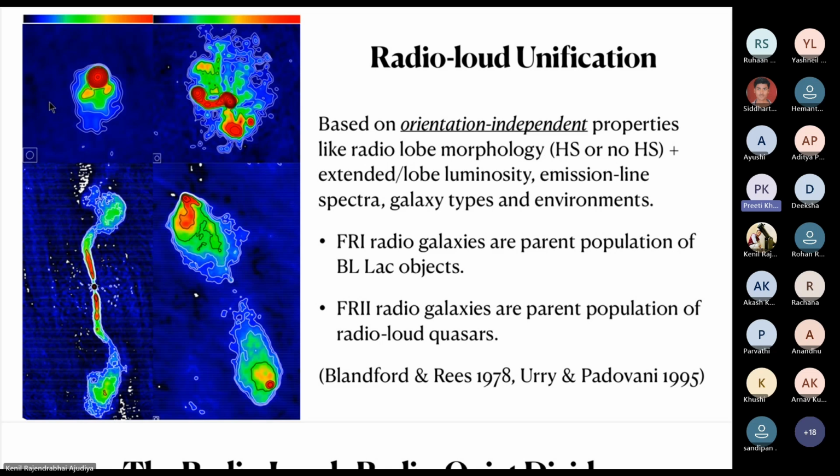For example, you may look at the total luminosity of the sources, what the optical spectra are like, what kind of galaxy they are living in, and what kind of galaxy environment they have. Based on all these, it is believed that when FR1 galaxies are pointed at small angles to the line of sight, you obtain a BL Lac object, and similarly an FR2 galaxy oriented at a small angle to the line of sight gives you a quasar-like object. Next slide.